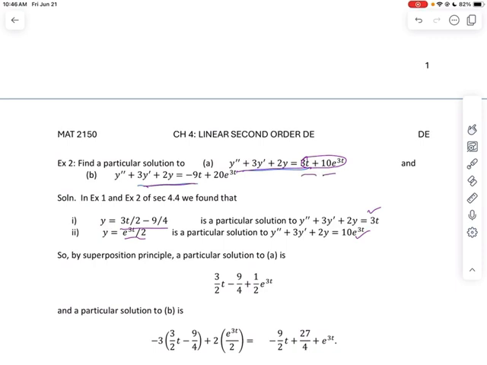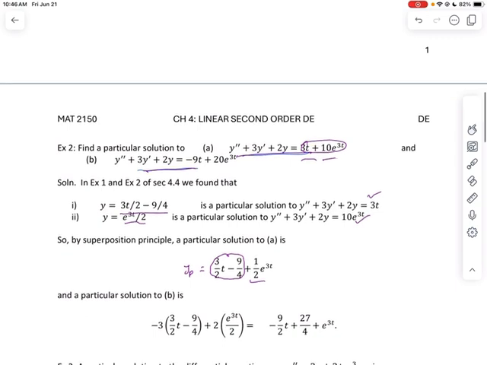our yp now will be just the sum of those two functions. So why am I getting a negative? Okay, so I have the first one and the second one.